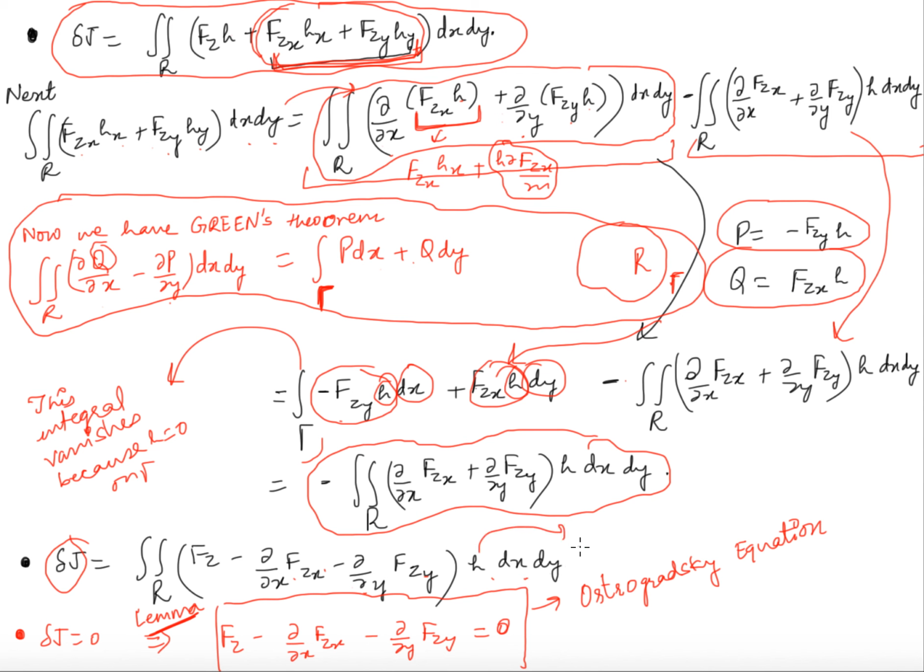Here h is a function which satisfies the two conditions of the lemma. So basically you are saying that this integral is equal to 0, because this is our necessary condition that delta J should be 0 for all h(x, y) which satisfy the two conditions of the lemma. Therefore the lemma says that this function, this is alpha(x, y), should be 0. So we get that f_z minus the partial derivative with respect to x of f_zx minus the partial derivative with respect to y of f_zy is equal to 0. This is the famous Ostrogradsky equation. In the next video, we will look at examples of this generalization of Euler's equation. Thank you.